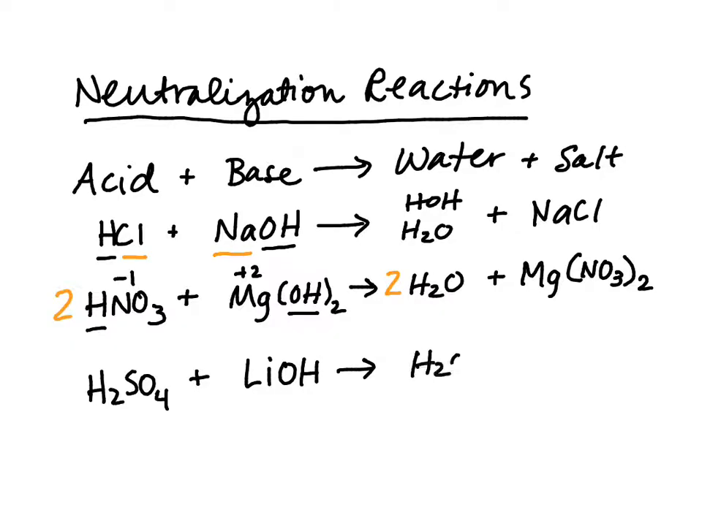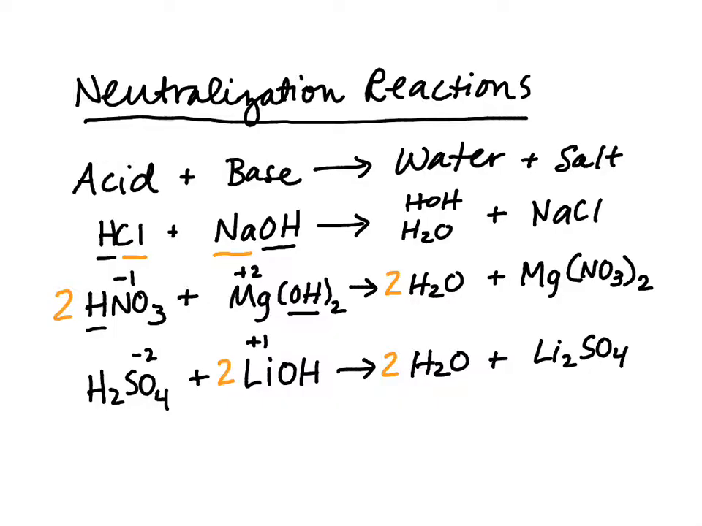One of our products will be water, of course, and our other product will be lithium sulfate, and it has the formula Li2SO4, and that's because lithium has a +1 charge and sulfate has a -2 charge. And then to balance this equation, we need a 2 in front of the lithium hydroxide and a 2 in front of the water. So one of the things you have to be able to do is predict the products and balance the equations for the neutralization reactions. Hopefully you're feeling good about that.